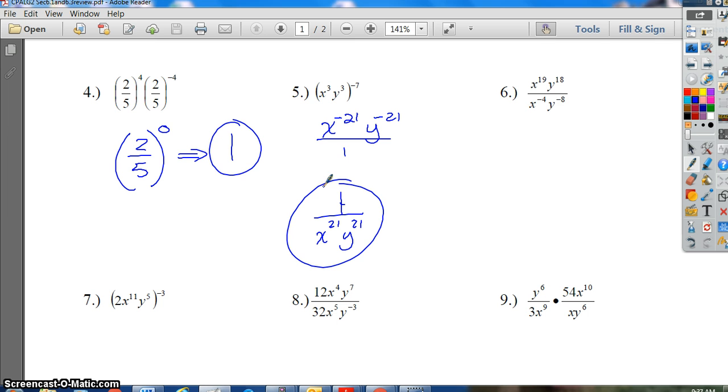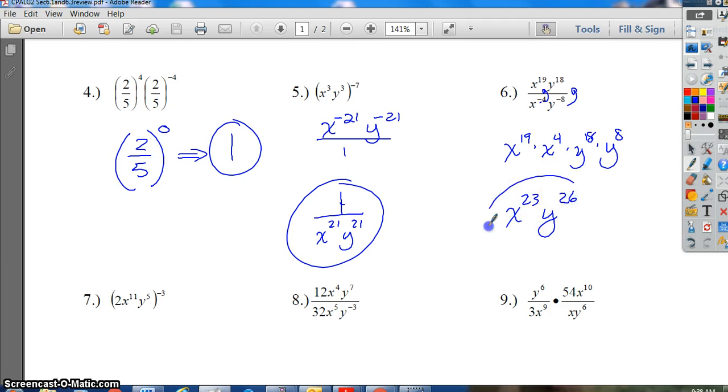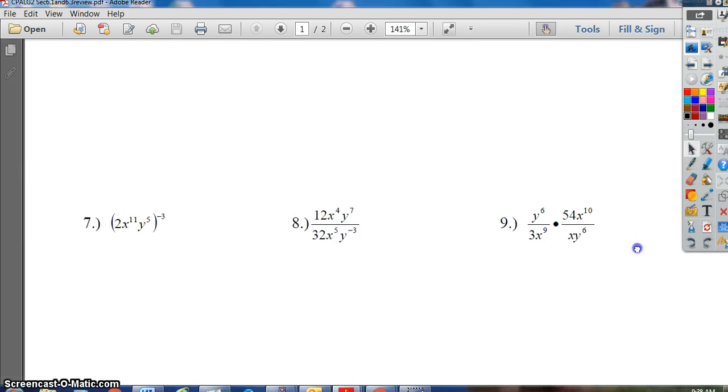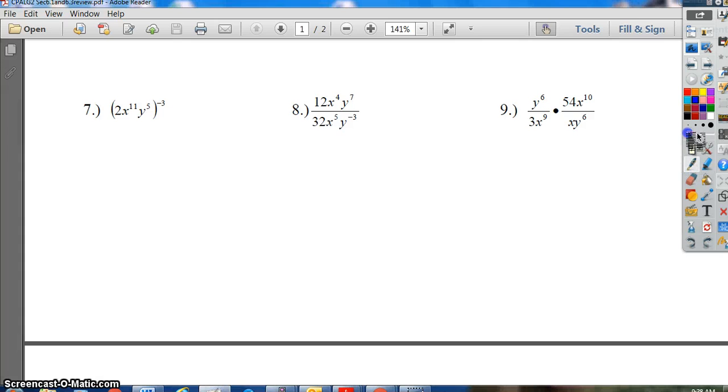Number 6, these guys just go up top. So it'll be x to the 19th times x to the 4th times y to the 18th times y to the 8th. So, ladies and gentlemen, this is x to the 23rd and y to the 26th. There you go. Right. Just going to keep rolling right through here.